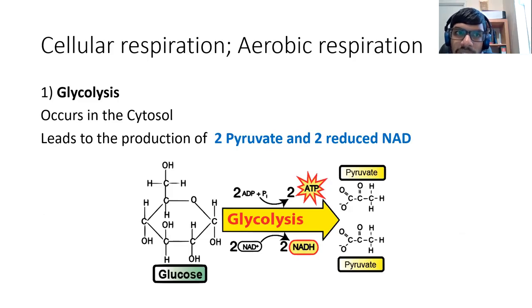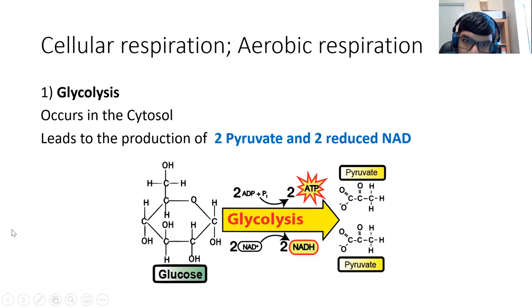Okay, so let's start with aerobic respiration. This is a very complex process that involves oxygen to produce ATP or energy. So here are some key points. It occurs in the cytosol. The cytosol is the matrix or fluid of the cytoplasm of the cell, and it leads to the production of 2 pyruvate and 2 reduced NAD. And I highlighted these in blue. These are important, so take note of the numbers of these molecules. And NAD is a coenzyme, as I mentioned before.